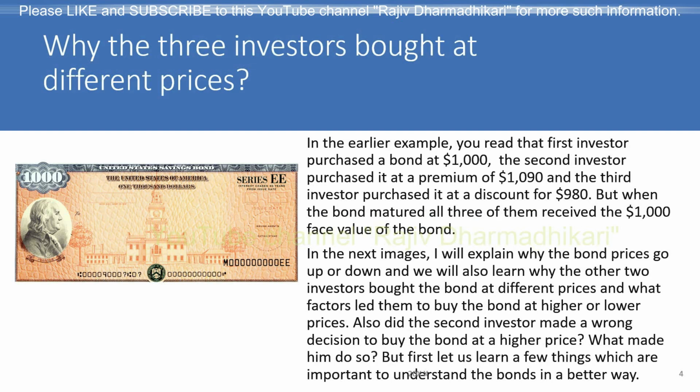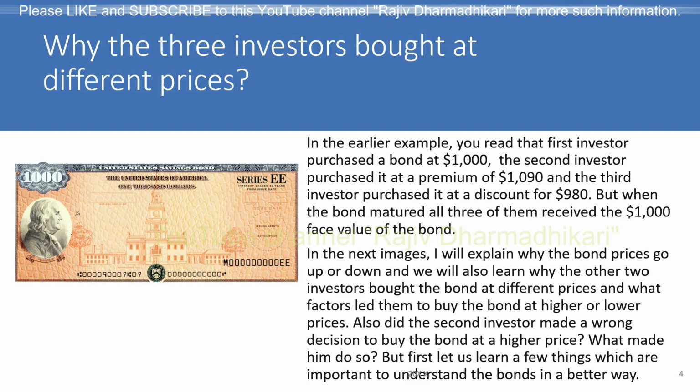Why did the three investors buy at different prices? In the earlier example, you read that the first investor purchased a bond at $1,000, the second investor purchased it at a premium of $1,090 and the third investor purchased it at a discount for $980. But when the bond matured, all three of them received the $1,000 face value of the bond.